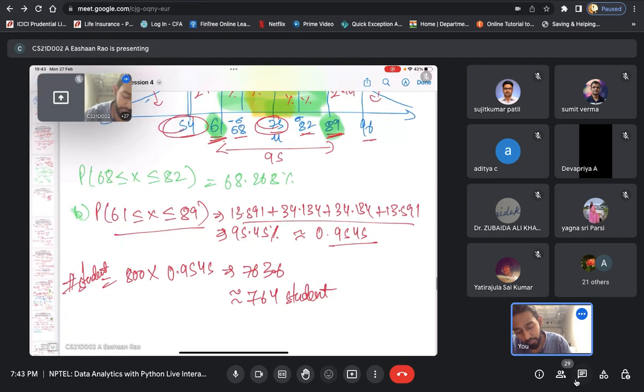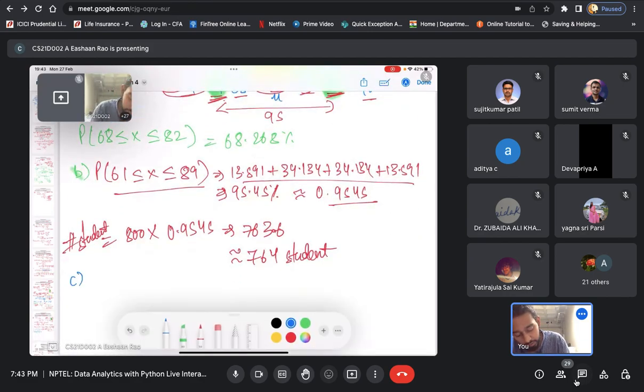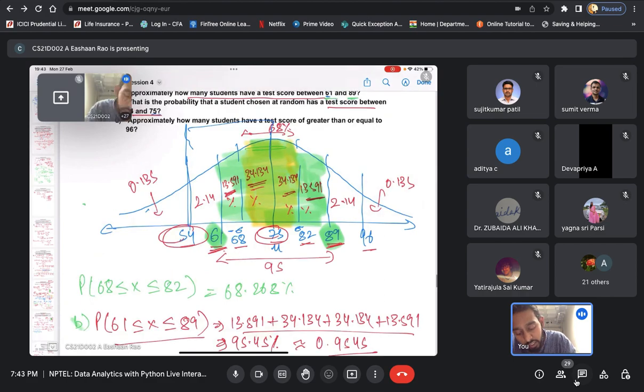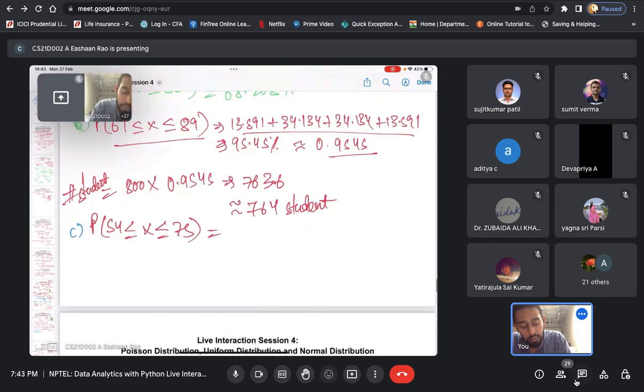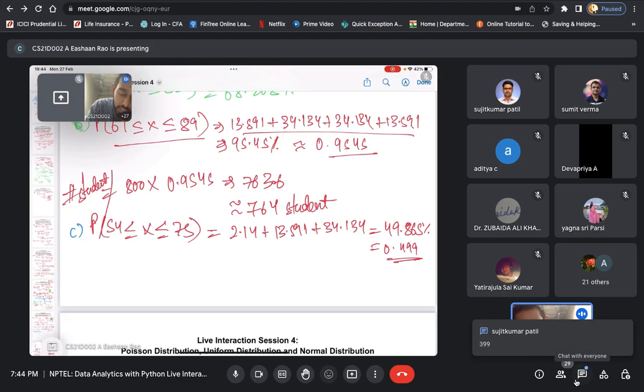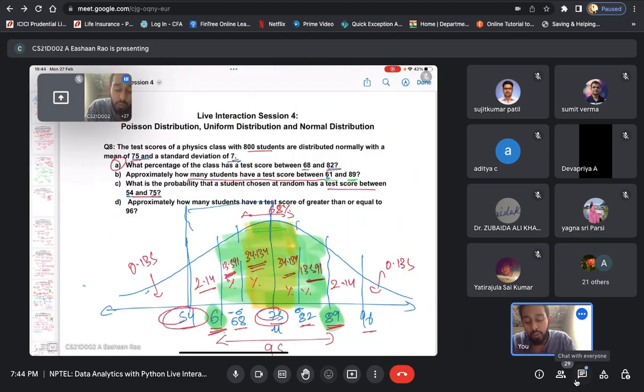So to do this, we write the probability of the random variable between 54 and 75. We just have to add the probabilities for this region, that is 2.14, 13.591 and 34.134. If we calculate that, it's 2.14 plus 13.591 plus 34.134, which accounts for 49.865 percent, which is equivalent to 0.499. This is the probability for a randomly chosen student who has scored between 54 and 75. That's the question, right? The student chosen at random has a test score between 54 and 75.